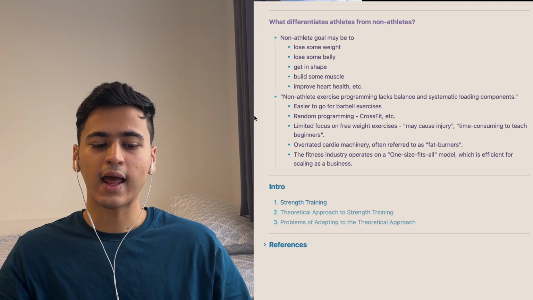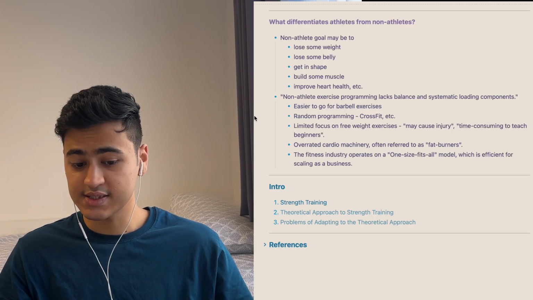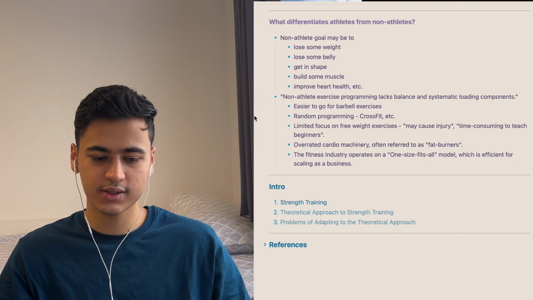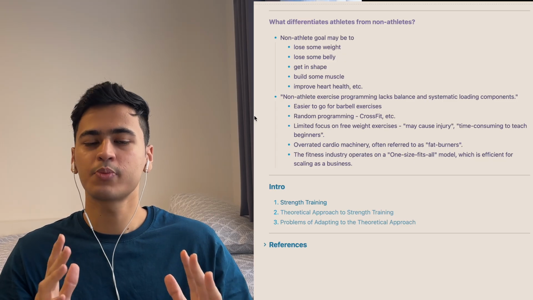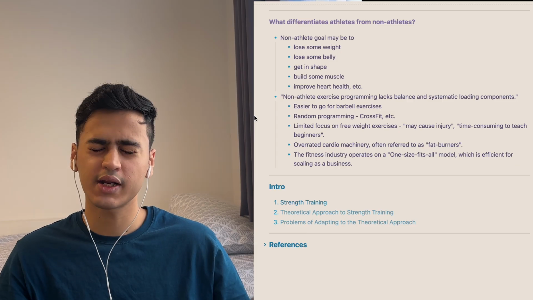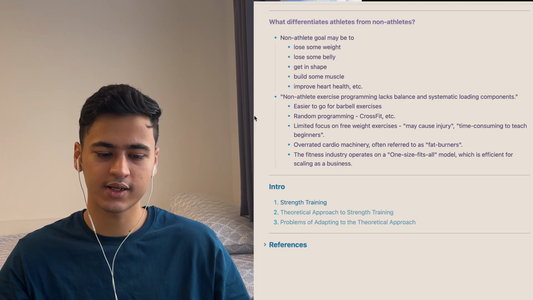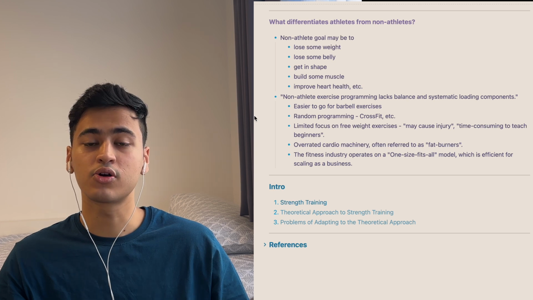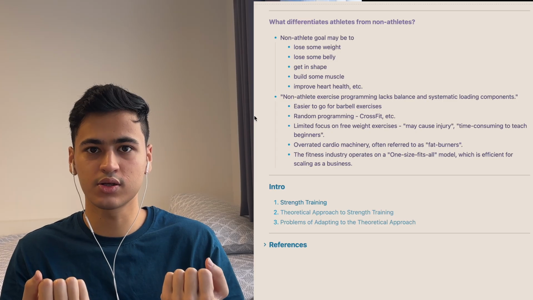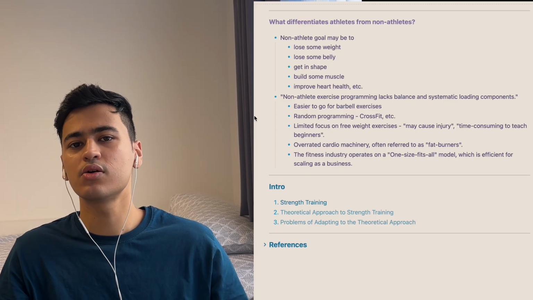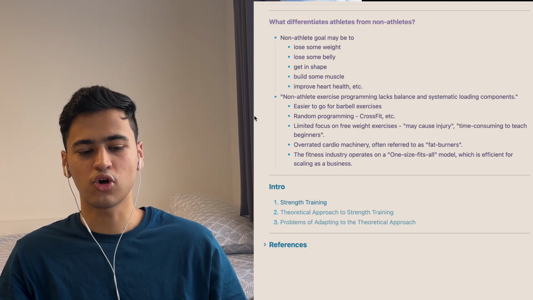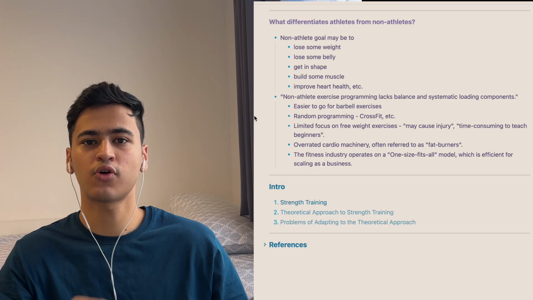And also, non-athlete exercise programming lacks balance and systematic loading component. What do we mean by this? If we go to a normal gym, we'll have a lot of barbell, and the trainer would generally suggest people go for barbell exercises. Why? Because it's easier. It can be done using both the limbs together, and there is minimal risk of a person having injury, and also it's easier to train barbell exercises for a beginner.